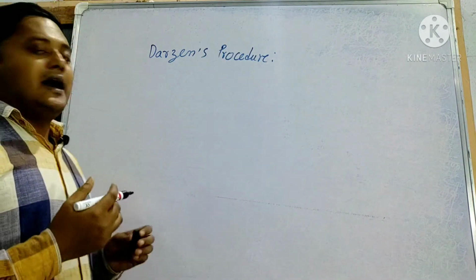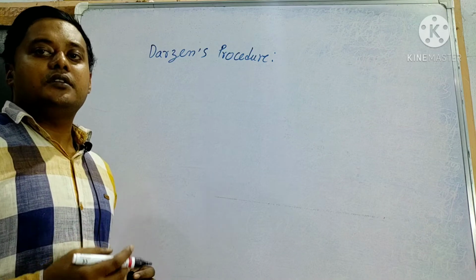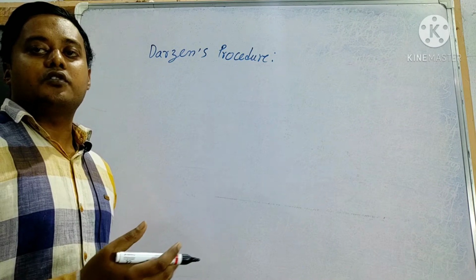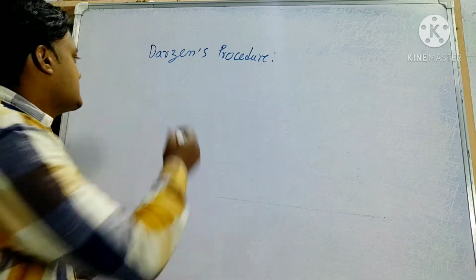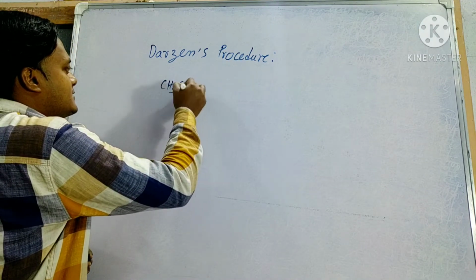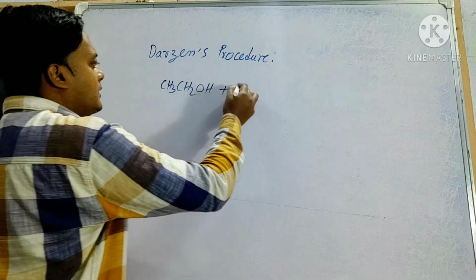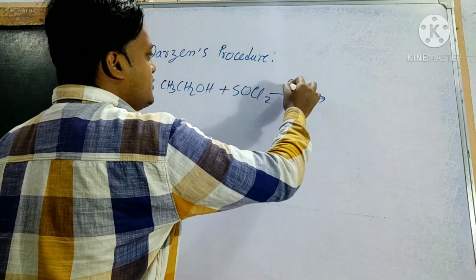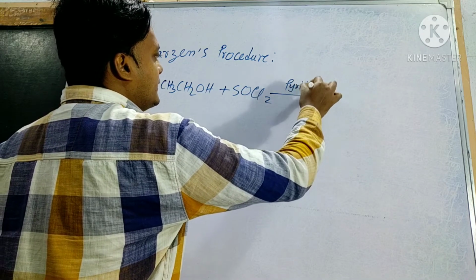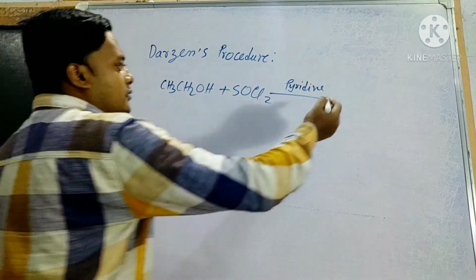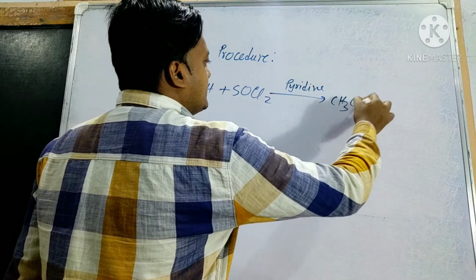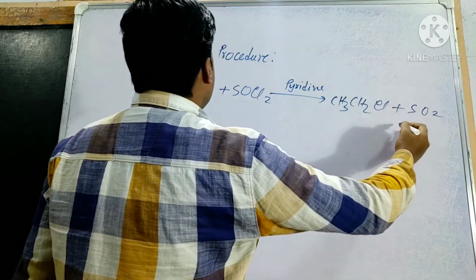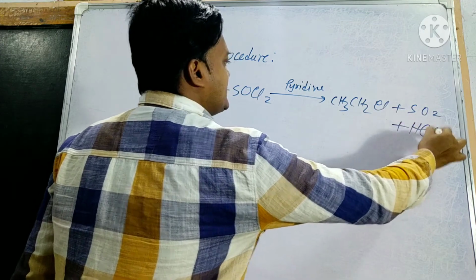Now alcohol reacts with SOCl2, thionyl chloride, to give the corresponding halide. See, CH3CH2OH, ethanol, plus SOCl2, thionyl chloride, in presence of pyridine. What will be the product? Now see, ethyl chloride, SO2 plus HCl.